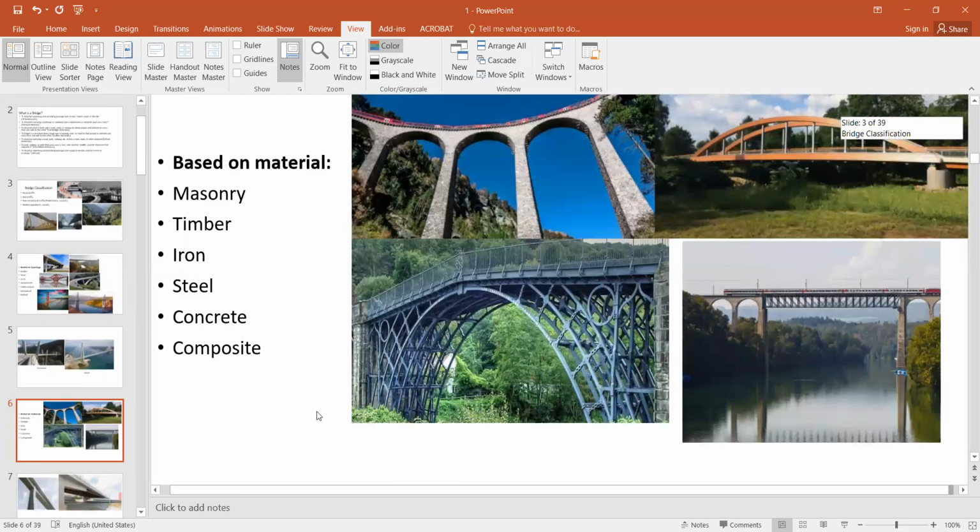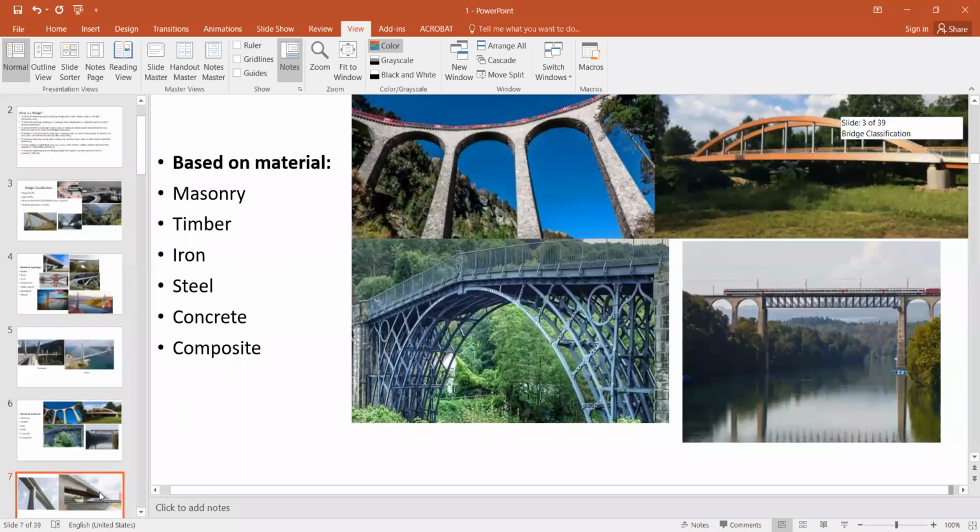Based on material, we also have different types of bridges. We have masonry bridges. This is a masonry bridge. We also can have timber bridges. This is a basic pedestrian arch bridge, which is made from timber. Steel bridges. This is a steel bridge. An iron bridge. This is an iron bridge.